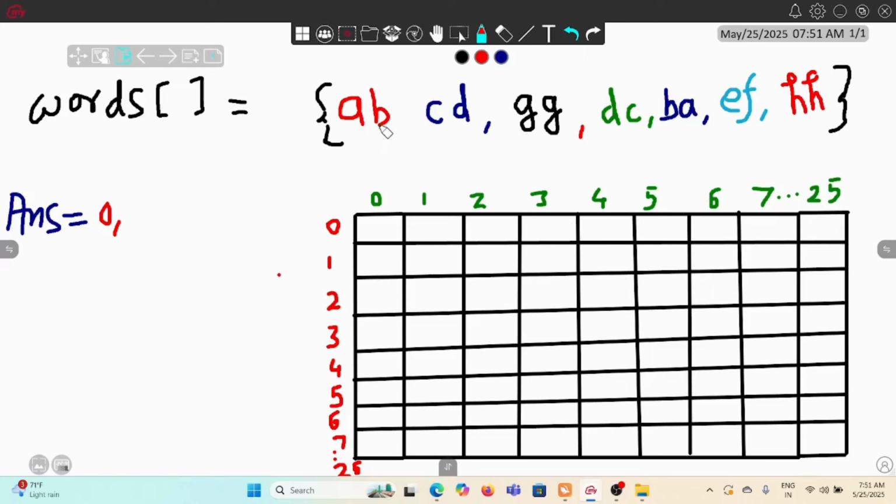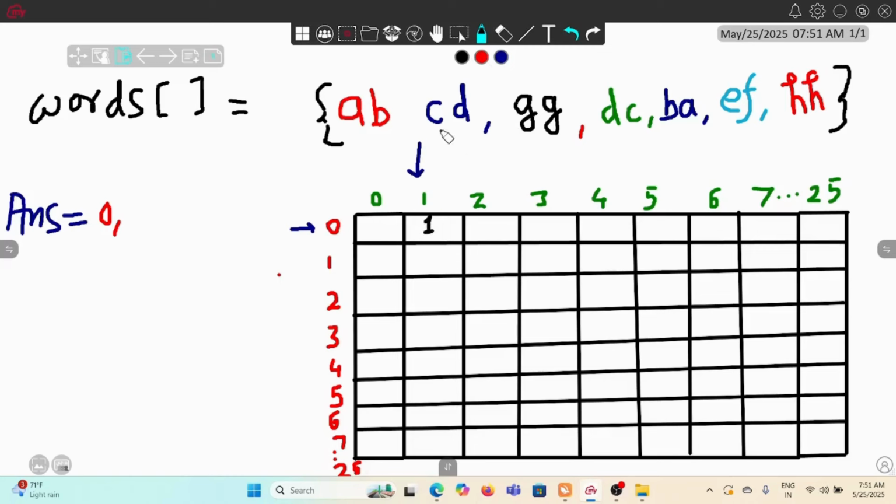What we are doing here, first of all, this is an integer array. So let's say AB. What would be the coordinate of AB? A is equivalent to 0 and B is equivalent to 1. Right? So this is the 0th row and the 1st column. At this coordinate we will increase the frequency by 1. This is initially 0, so it would now become 1.